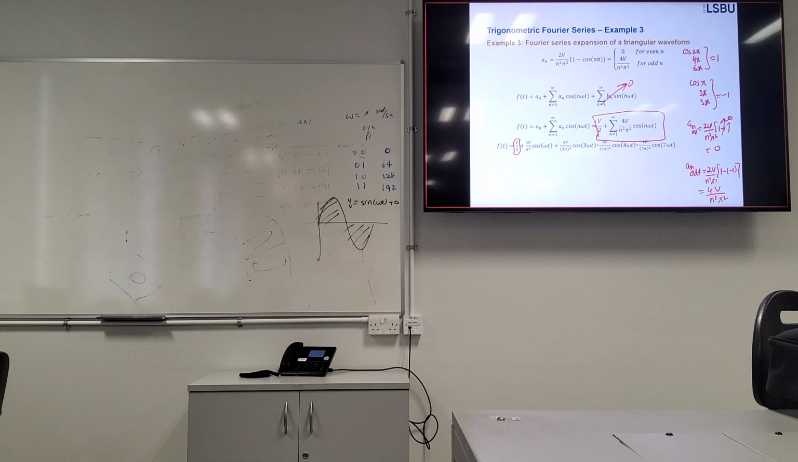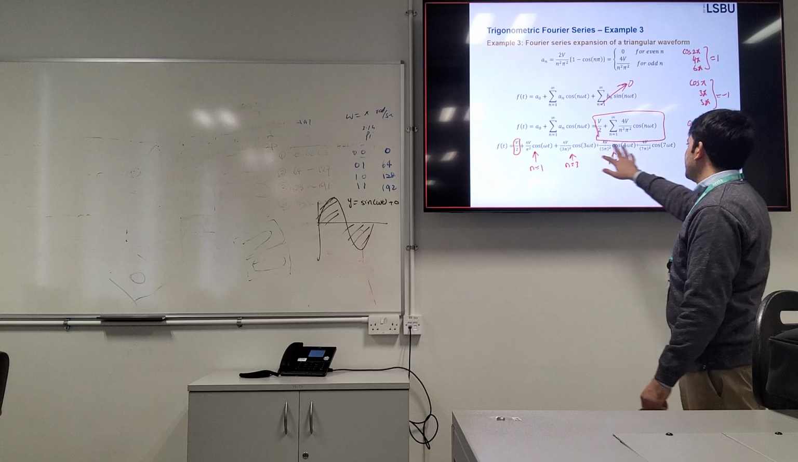And now if I expand it, normally we expand it for a few terms to see how it looks. So you can put n equals 1. When I put n equals 1, I get this term. n equals 3, because for 2 it's 0, and n equals 5, I get this term. So this is how a Fourier series looks.